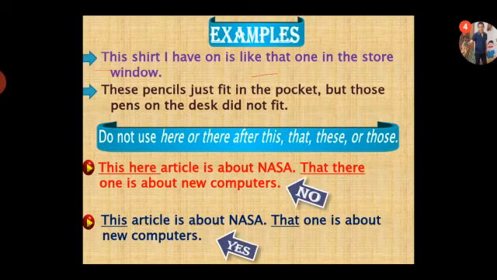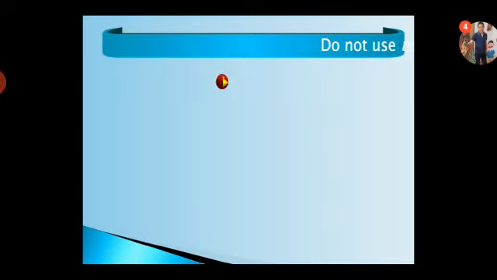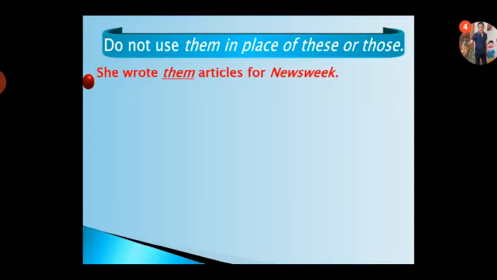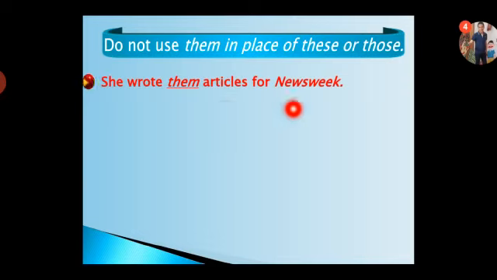Okay, let's move to another note. Don't use them in place of these or those. For example: She wrote them articles for Newsweek. Can I say, she wrote them articles? Of course not. Articles here is plural, so it should be preceded by these or those.